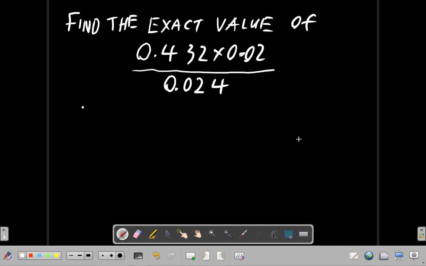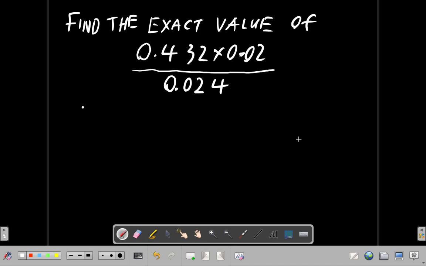Example on decimals. Find the exact value of 0.432 times 0.02 divided by 0.024. So this is from an old CSEC past paper.